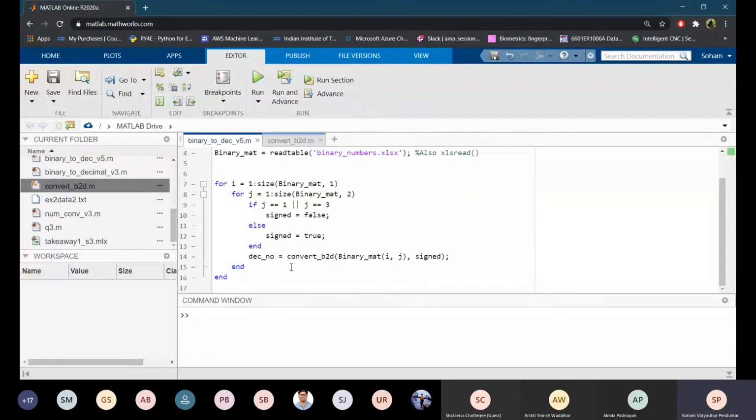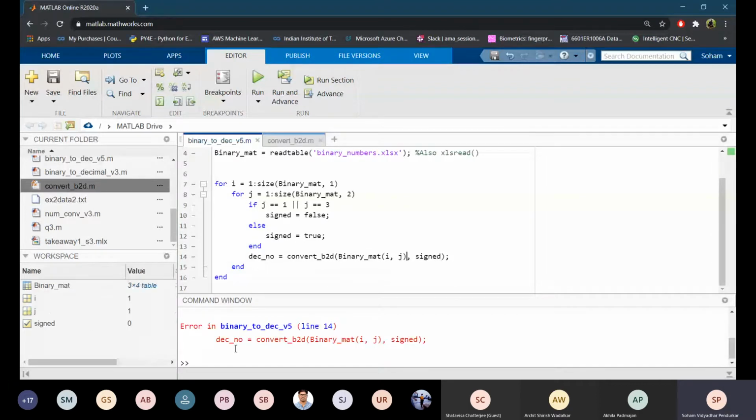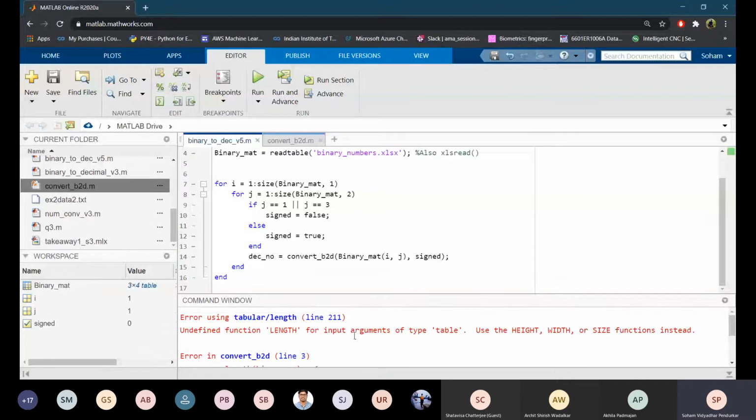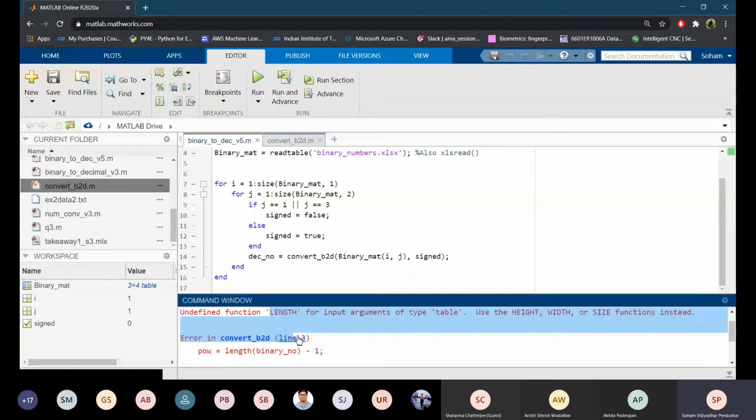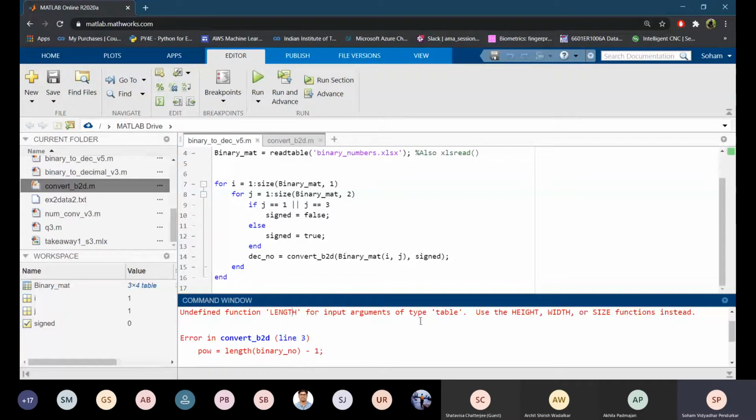Let's just run this, and the error is that you cannot index it. Length for input arguments of table type. Indexing is itself the issue, but the length is also not applicable to table type arguments. Okay, so this is what it is saying.